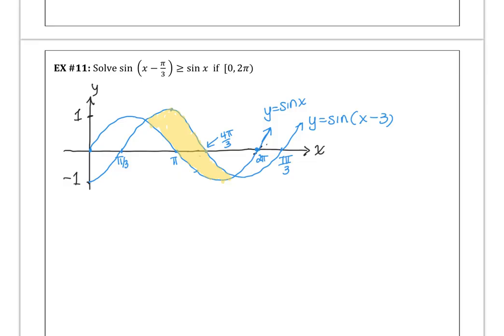So take a look at my graph here. This function is our sine curve that goes from 0 to 2 pi. That's the right side. And the left side starts at -1. It's shifted over by pi over 3, which makes this our sine curve shifted over. It terminates at 7 pi over 3. And they're asking us, where is the sine of x minus pi over 3 greater than or above the sine? So this is above the sine curve in this section here.